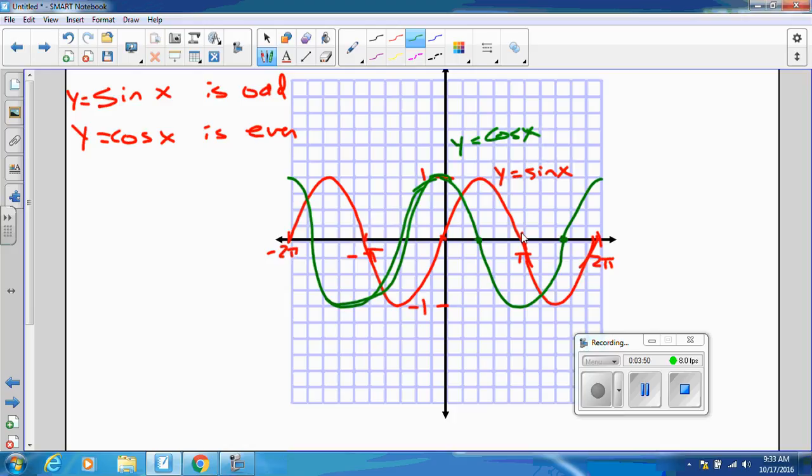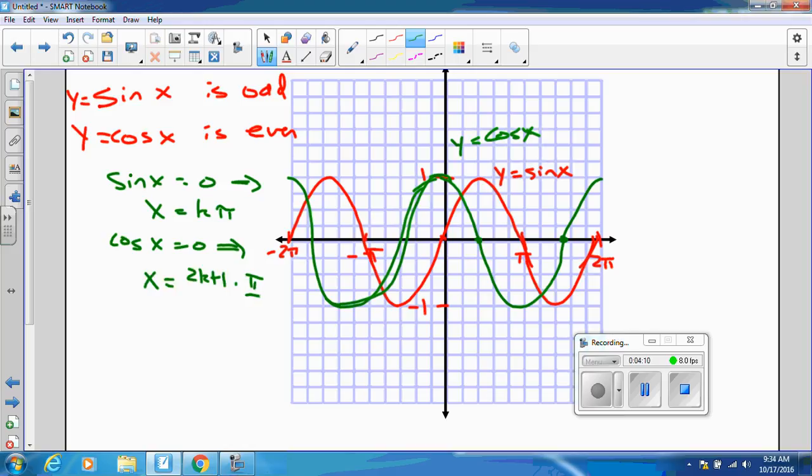Notice that the zeros for sine are going to be at the integer multiples of pi. So sine x equals 0 implies that x equals k pi, and cosine x equals 0 is going to occur at the odd multiples of pi over 2. In other words, x equals (2k plus 1) times pi over 2. The odd multiples of pi over 2. Everybody good with that?